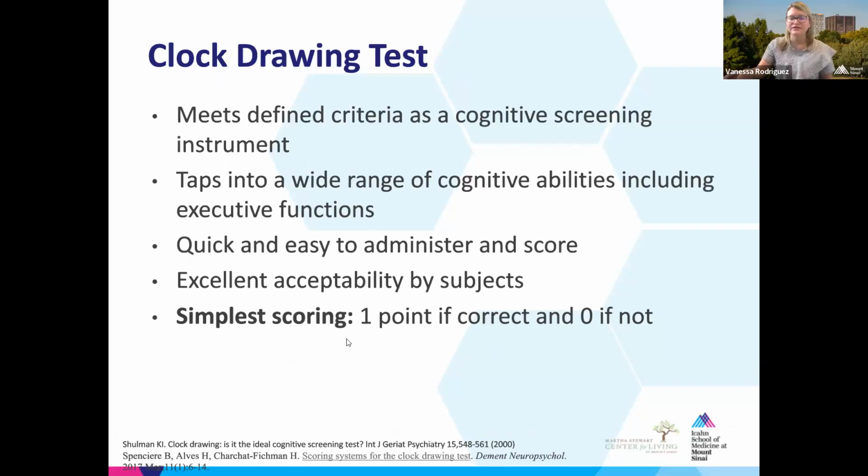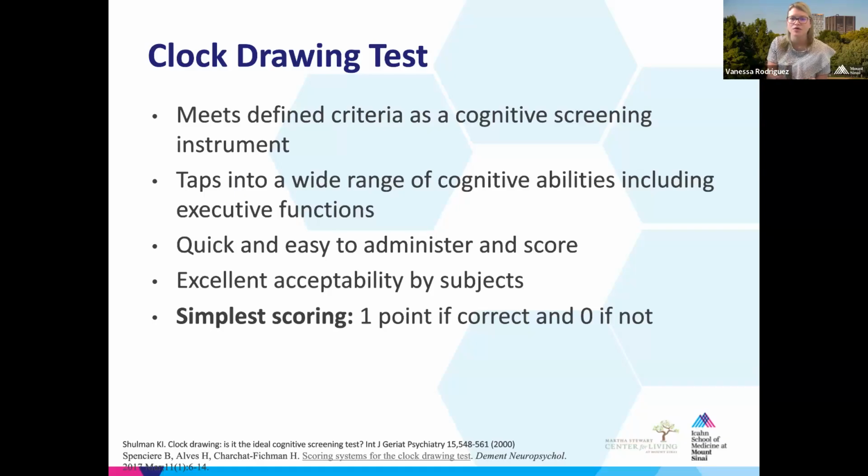This clock drawing test, which is another option, is a very, very simple one. It really takes very little. You don't have a time limit here because it's such a simple test. The idea is to see a little bit of cognitive abilities, like executive functions. It could be one of those rapid screening tools, and it has excellent acceptability by subjects.